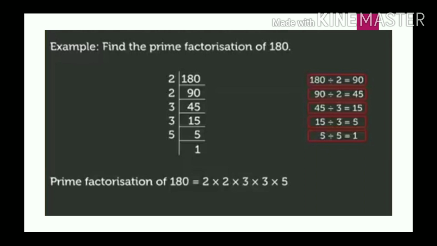and we get 15 as the quotient. So we write 15 below the 45. Now 15 is also an odd number, and 15 is divisible by 3, so we get 5. Now 5 is already a prime number, so it is only divisible by 5, which gives 1. So the prime factorization of 180 is equal to 2 into 2 into 3 into 3 into 5.